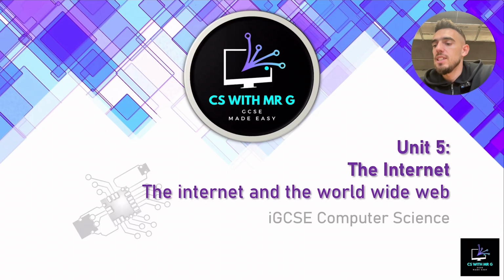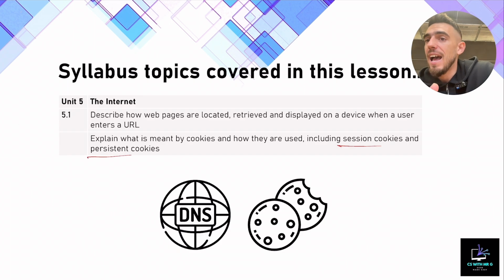Hello everyone, this is lesson 2 of unit 5 where we are looking at the internet and in particular the internet and the World Wide Web. Okay, the last lesson we looked at the differences between those two terms and how we access the World Wide Web using the internet. Today we are going to look at how we retrieve websites, and as we now call them, URLs. And these two terms, session cookies and persistent cookies.